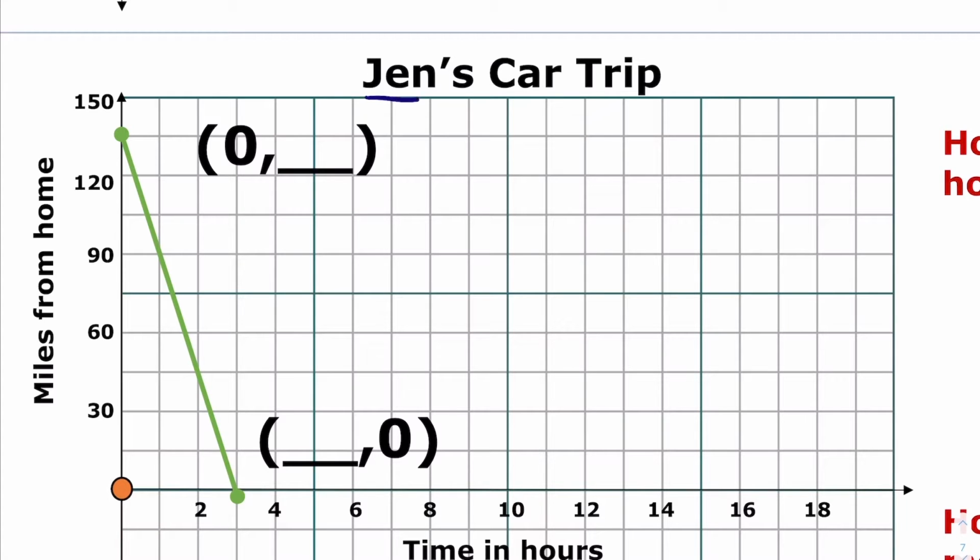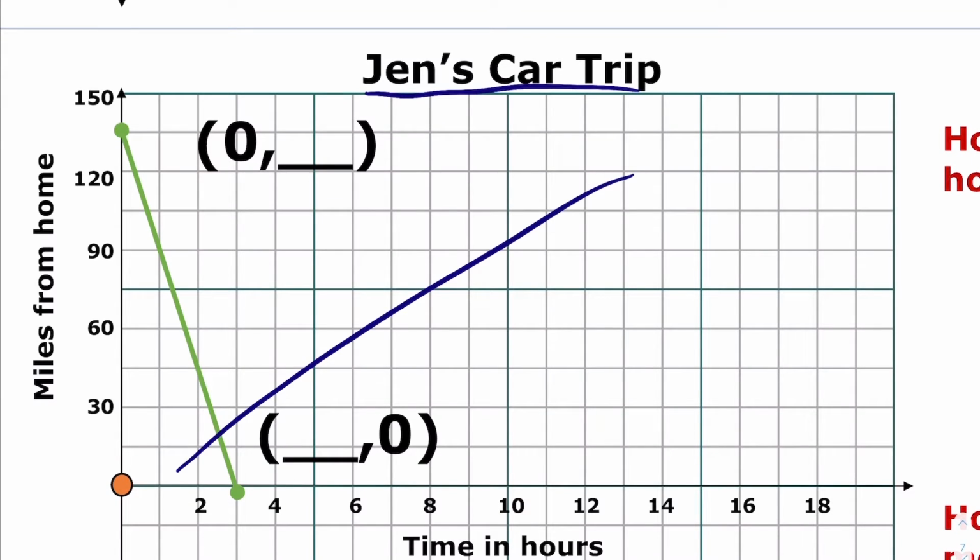This one's called somebody's car trip. So if we're going to have a graph about a car trip, they're either going to be going somewhere, and in that case, their distance would normally be increasing, but we can see that her graph is decreasing, so that means that she is coming home. She's getting closer to something else, most likely.